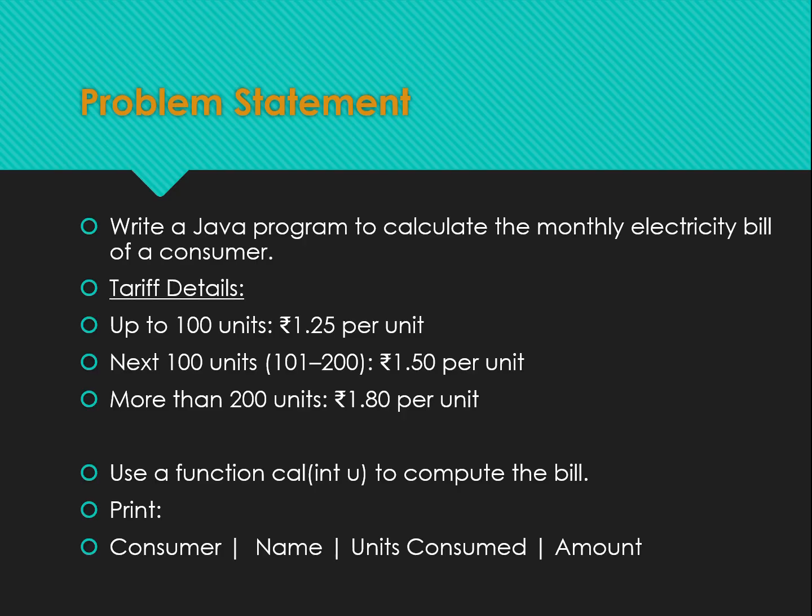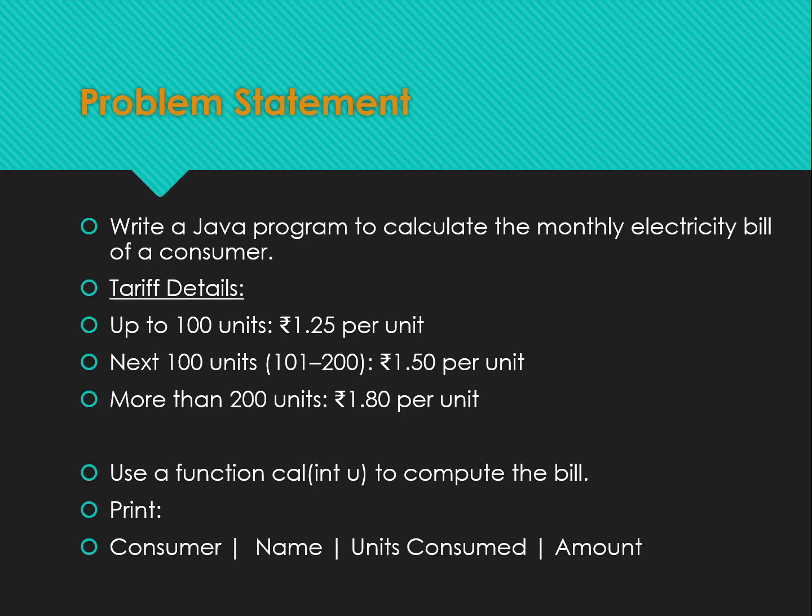For the first 100 units, the charge is 1 rupee and 25 paise per unit. For the next 100 units, that is from 101 to 200, the charge increases to 1 rupee and 50 paise per unit. And for units beyond 200, the rate is 1 rupee and 80 paise per unit.